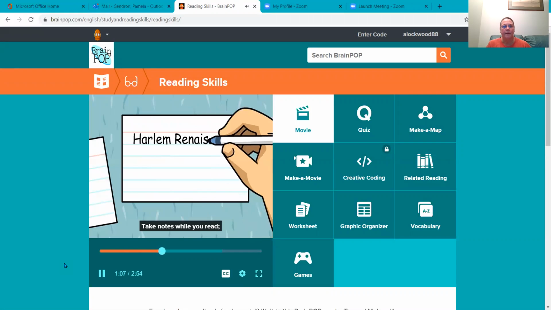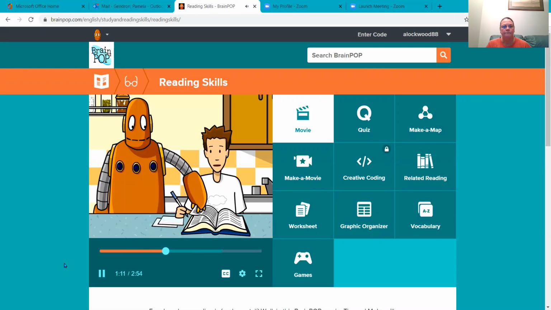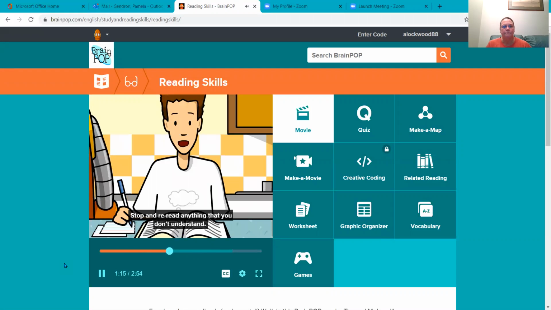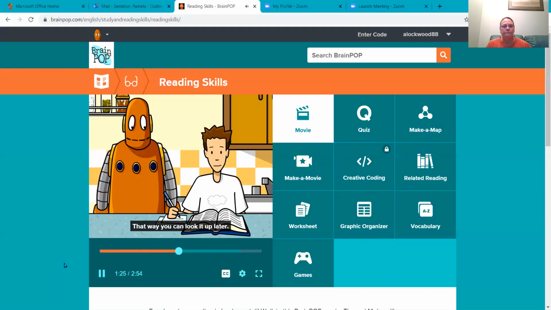Take notes while you read. Use note cards or a notebook to write down important ideas. Hang on a sec. Take your time. Stop and reread anything that you don't understand. And jot down any words that you don't know. There's one, ragtime. That way you can look it up later. If you can put what you're reading into your own words, you'll know you can understand it.